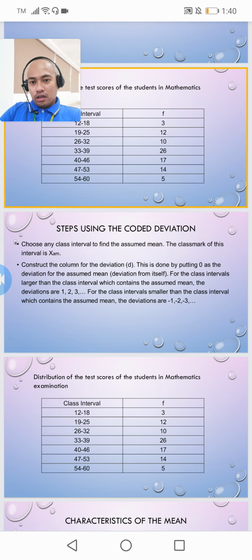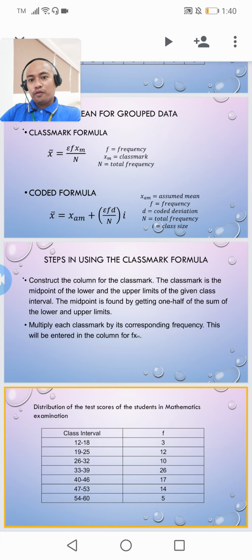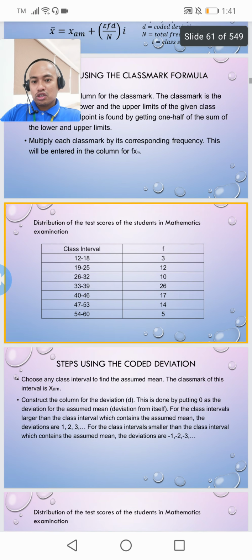Alright, and that will be the process as to how to identify the values of these coded variables in the coded formula. But don't forget to multiply f and d, the frequency and the deviation. Then later on you get the sum, because the sum of the products of the frequency and deviation is needed in our formula, and that is the numerator. The numerator in the formula is the summation of fd over N. So that is the value of our numerator, the summation of fd, which is the sum of the products of the frequencies and the deviation.